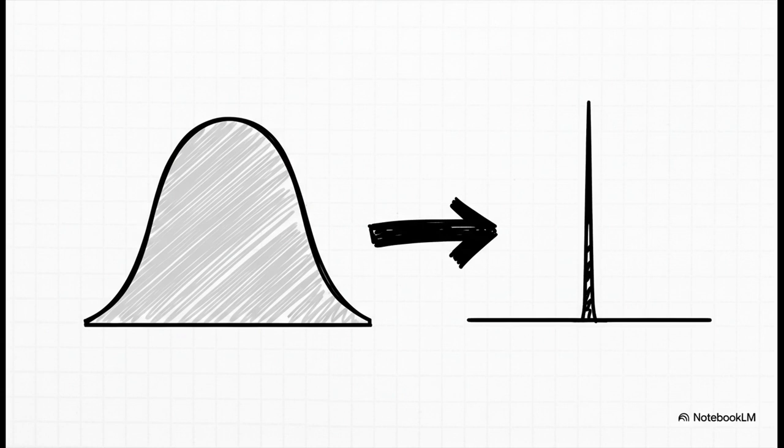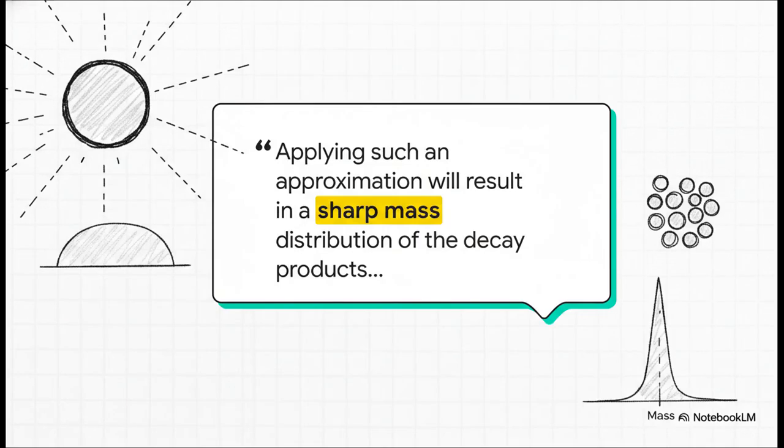So what you're doing is, you're basically forcing the particle to have one exact mass with zero probability of having any other. And the direct result of this mathematical swap? You get a sharp mass distribution of the decay products. What that really means is, instead of the debris from the particle's decay having this spread of energies, it all comes out as if it came from a parent particle that had one single, perfectly defined mass. Everything gets neat and tidy.